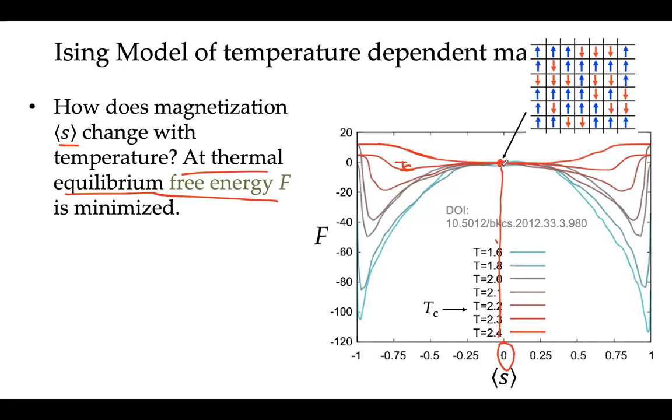But if you cool the system down, you can notice here that exactly at TC, a little dip starts to occur here and here. And after that point, the minimum of the free energy is never at 0, but at some non-zero value.